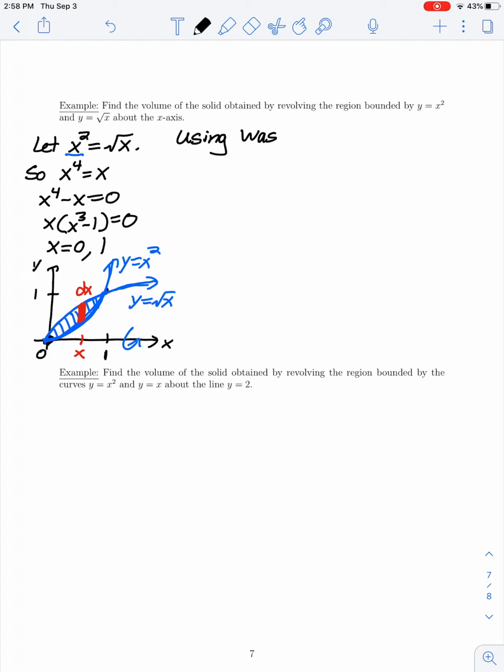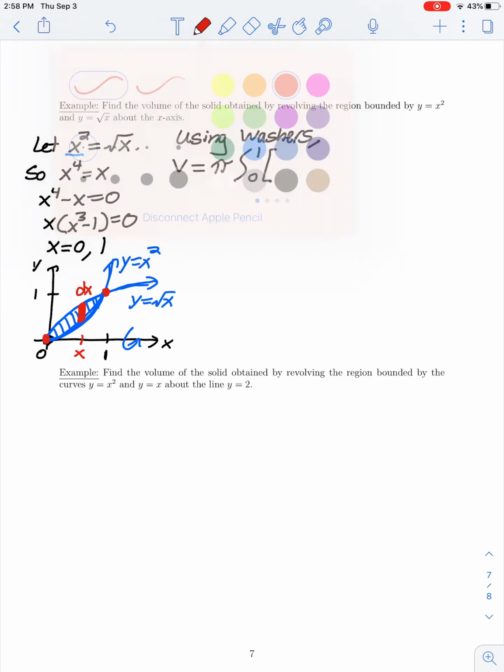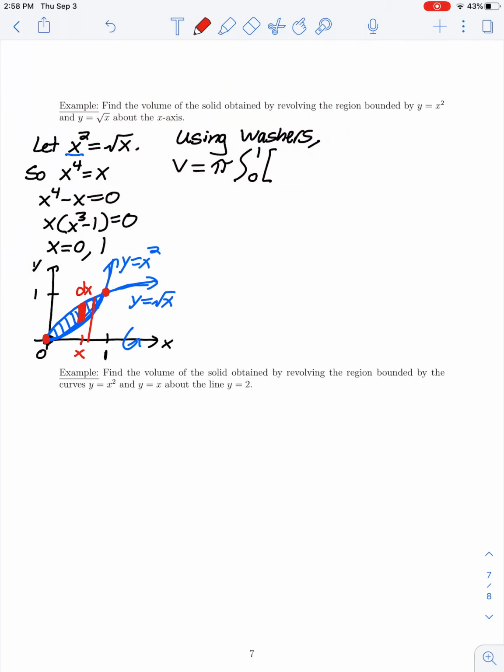So I'll say using washers, the volume of our solid is found by taking pi times the integral along the x-axis from 0 to 1. So we saw here the left edge of our solid was determined by x equals 0, the right edge by x equals 1. And the function that we're integrating would be the outer radius of our washer, which is the distance from the x-axis to the upper curve, which was y equals square root of x.